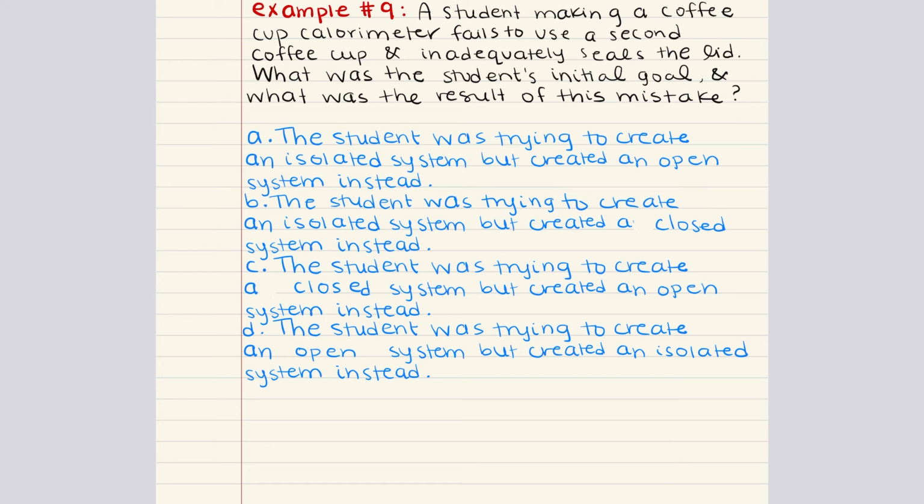Now, calorimeters, these are our best approximations of isolated systems where neither energy nor matter is exchanged with the environment. By failing to use an insulating layer and failing to fully contain the system, now heat can be exchanged with the environment and matter may be dispersed, and this creates an open system instead. So the student was trying to create an isolated system, but because of their mistake, they created an open system instead, and that best aligns with answer choice A.